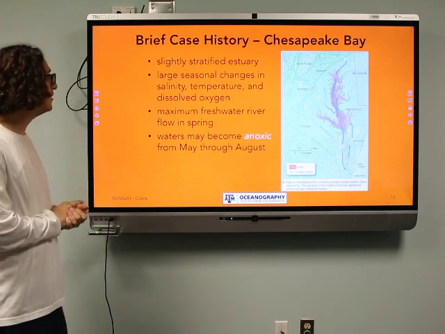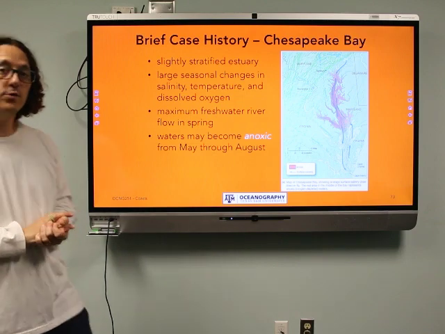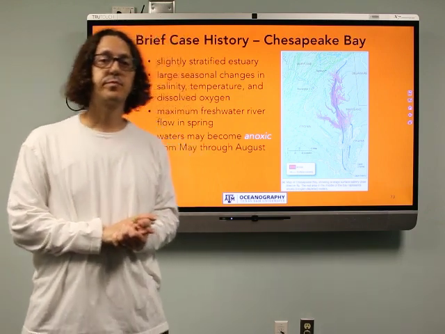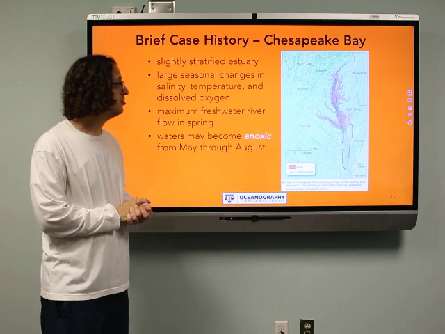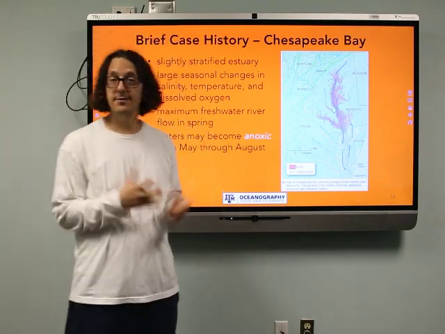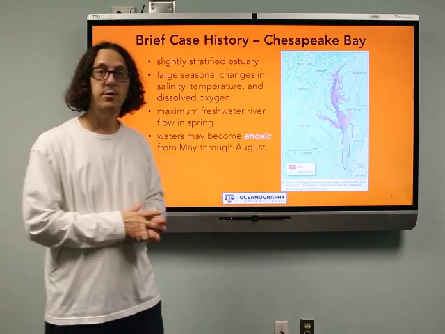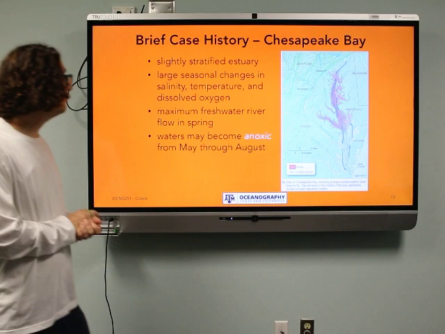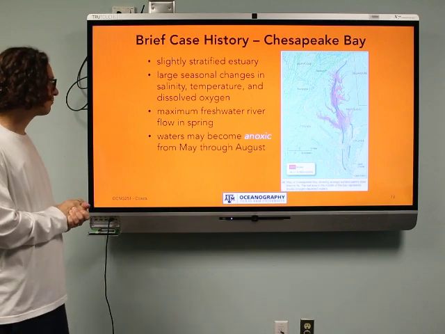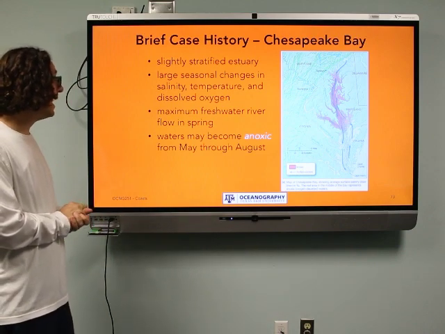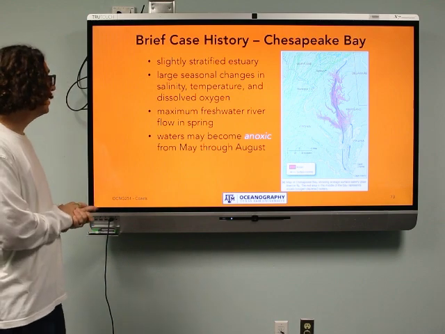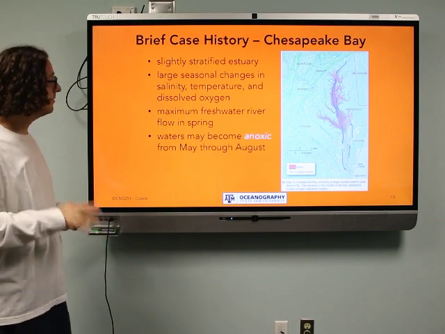Maximum freshwater river flow is in the spring. This is also the case for the Mississippi River. So in the US in general, the highest flow of rivers tends to be in the spring, and this is largely connected to the fact that you have all of this snow melting and entering into the water table. And springs also tend to be rainier, right? So high flow in the spring, and then waters may become anoxic, that means no oxygen at all, from May through August. This tends to be bottom water.